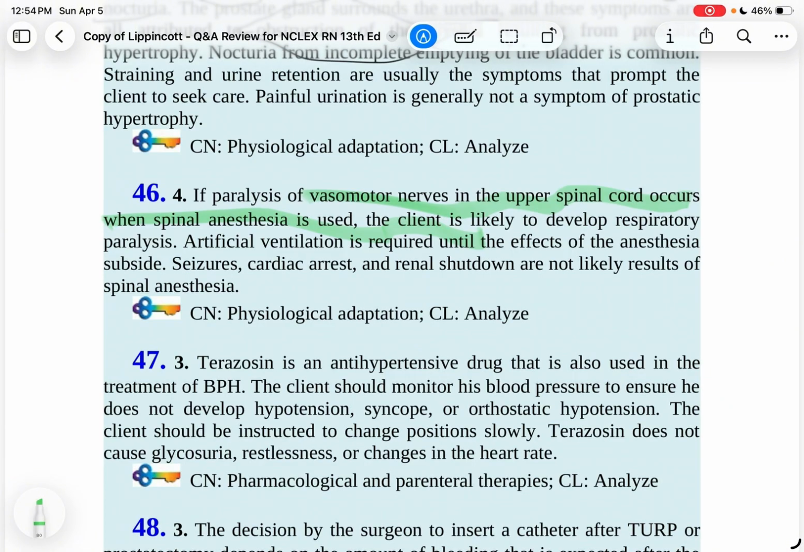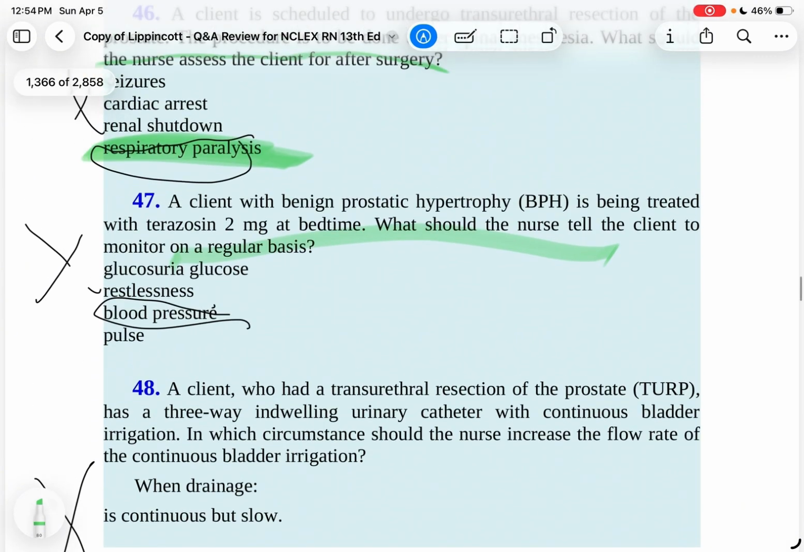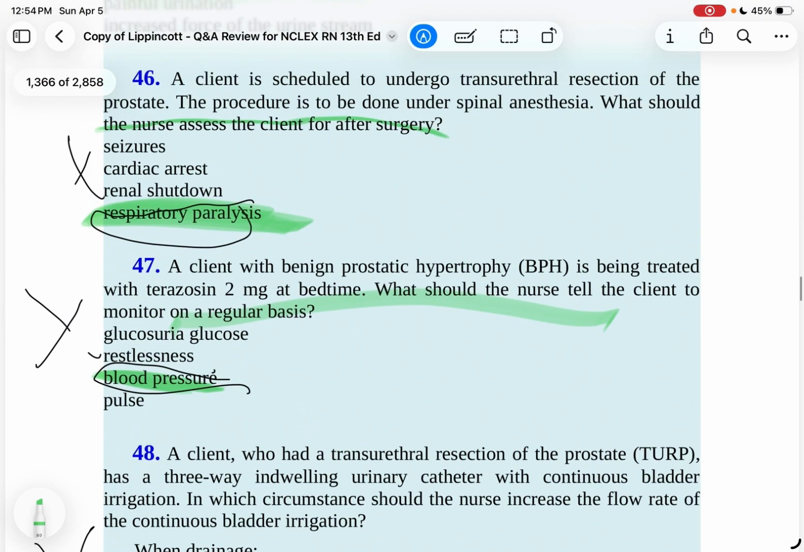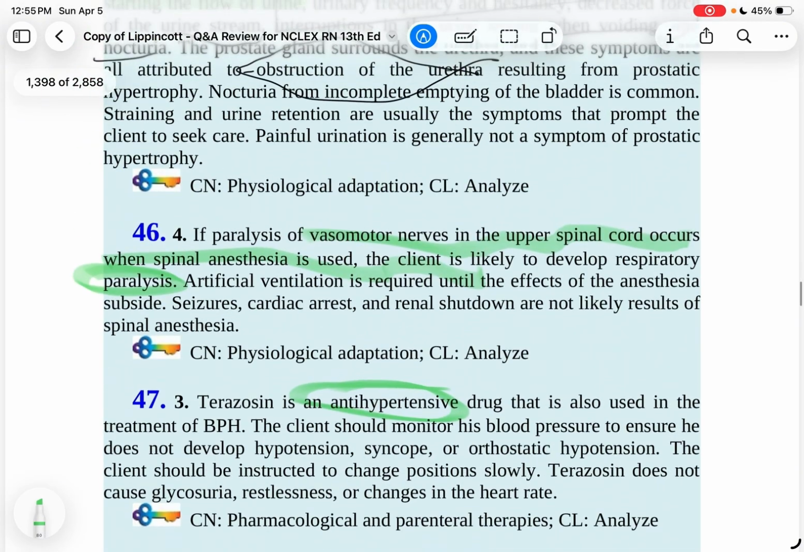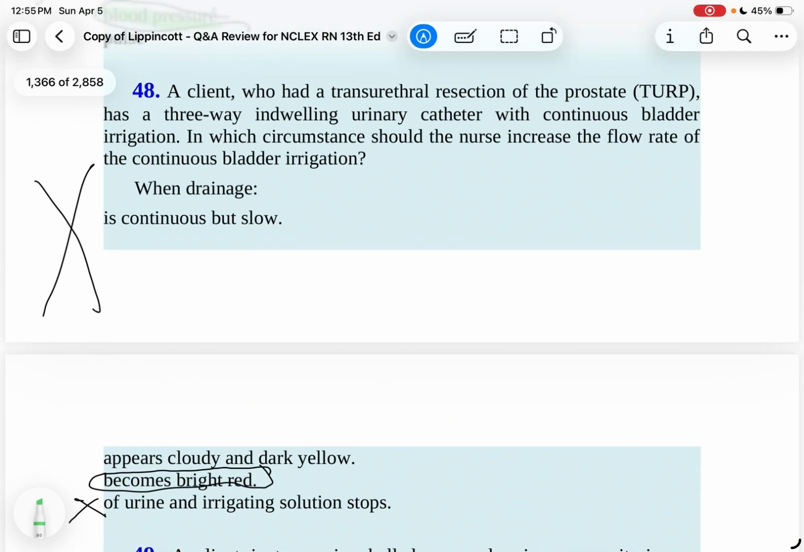Terazosin is an antihypertensive drug used for treatment of BPH, but since it is an antihypertensive, be wary of blood pressure and take note. As for the vasomotor nerves, respiratory paralysis. It isn't explained in relation to respiration, but since it is the upper spinal cord when spinal anesthesia is used, respiratory paralysis occurs.